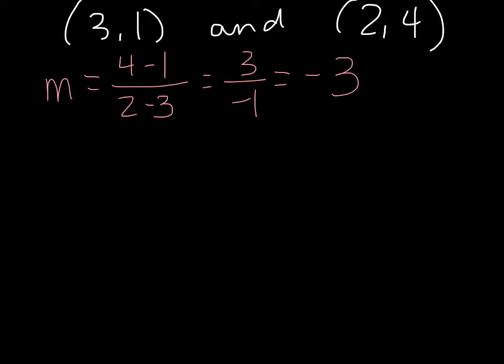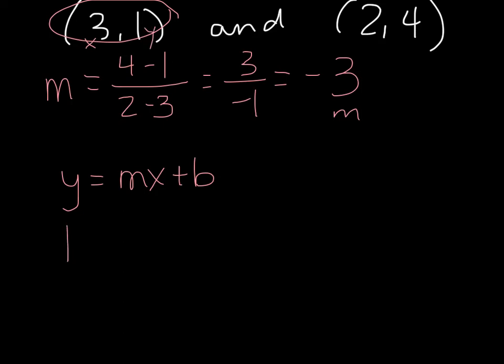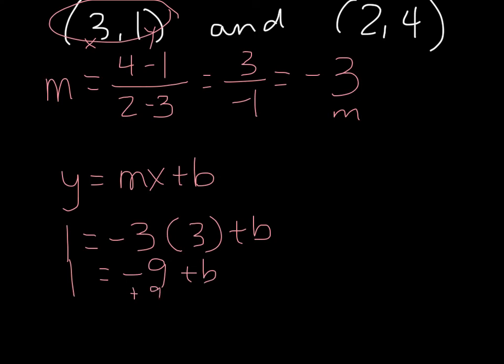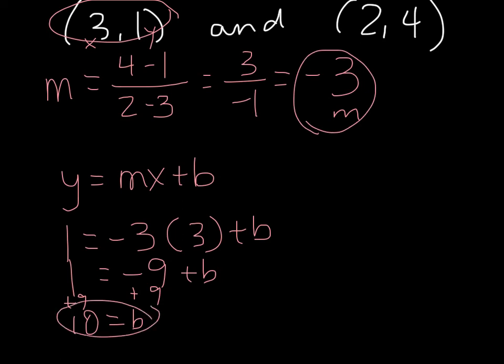So now I'm going to choose either of those 2 points and plug into y equals mx plus b. I'm going to choose my first point here. So I have m, I have x, and I have y. So I'm going to say 1 equals negative 3 times 3 plus b. So 1 equals negative 9 plus b, add 9 to both sides, and 10 equals b. So now I have found my slope, I have found my y-intercept. My equation is y equals negative 3x plus 10.